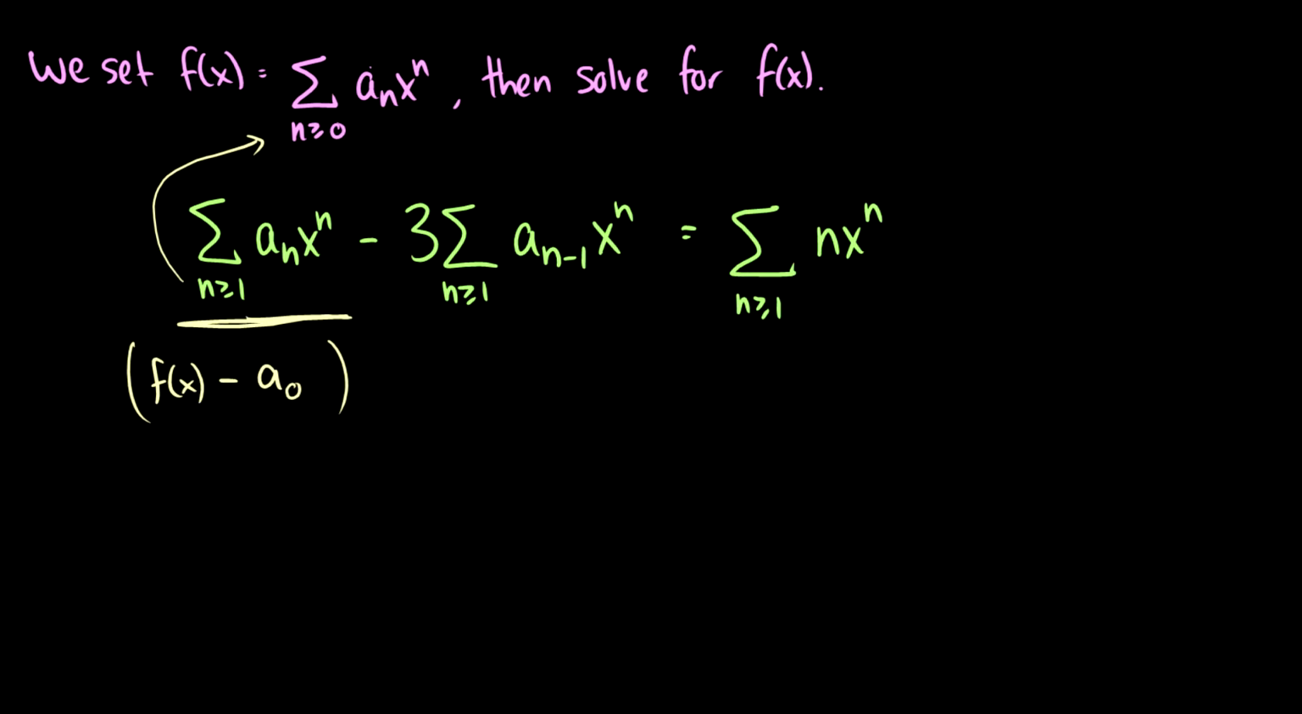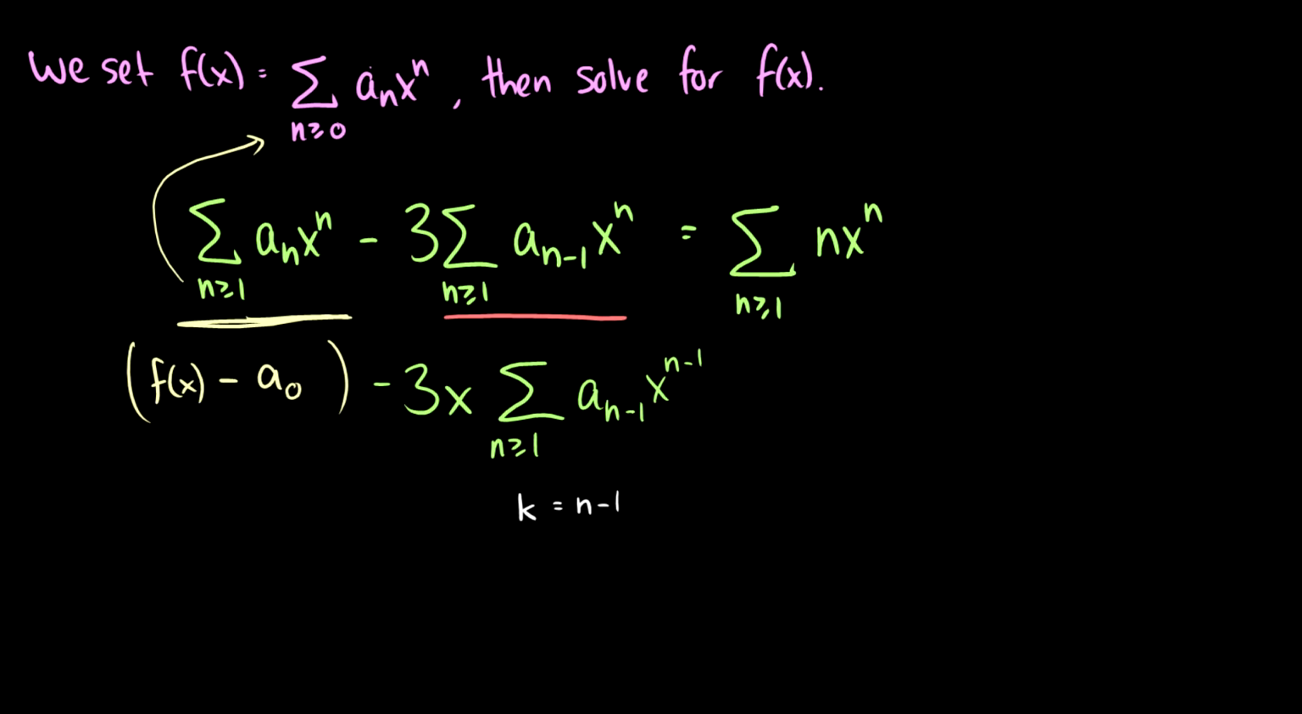For the next step, we have our minus 3, and we're dealing with a_{n-1} x^n. So let's factor out that x. Now what we get is the sum over n greater or equal to 1 of a_{n-1} x^{n-1}. But we can do a really nice substitution here: let k equal n minus 1.